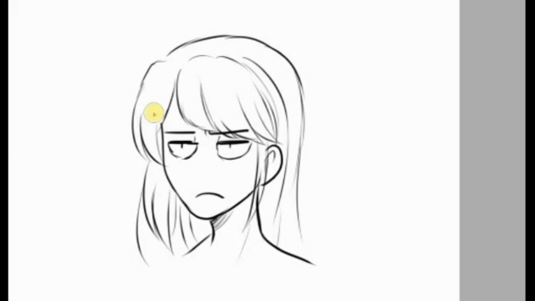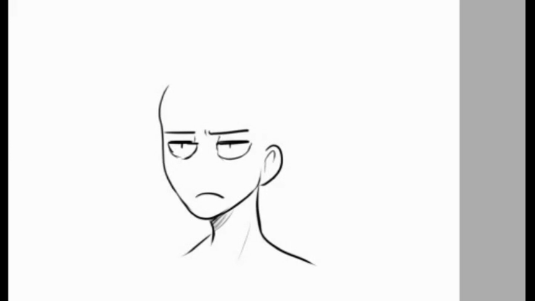Same principle if you want to do guy hair. Usually they're shorter unless they're long, and then you get that whole girly issues going on. But it doesn't matter which way you do hair, because hair's always going to fall wherever hair wants. It does what it wants.